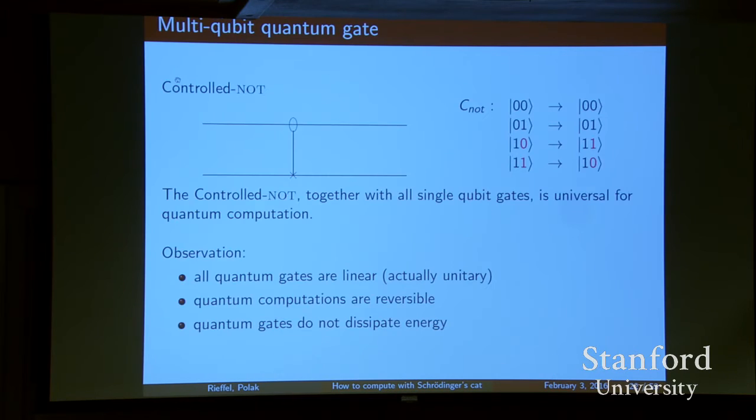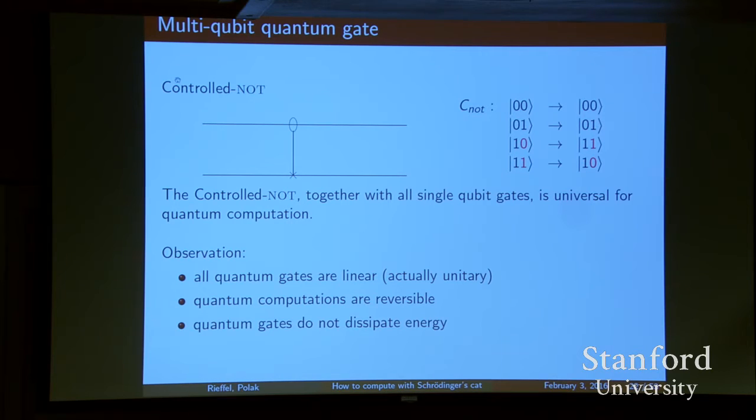Okay, so there's one important 2-qubit gate here. There is more, but it turns out if you have the controlled NOT gate here, together with all single qubit gates, it's a complete gate set, infinite cardinality. But it's a complete set, and you can do any quantum algorithm with that. And the controlled NOT is very simple. Oh, it looks very simple anyway. It just flips the second bit if and only if the first bit is 1. And it has a special graphical notation that's shown here that we use in the circuit diagrams.